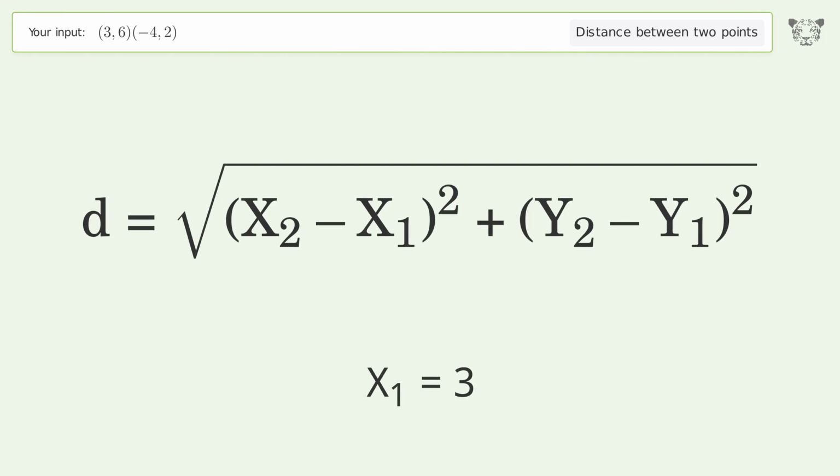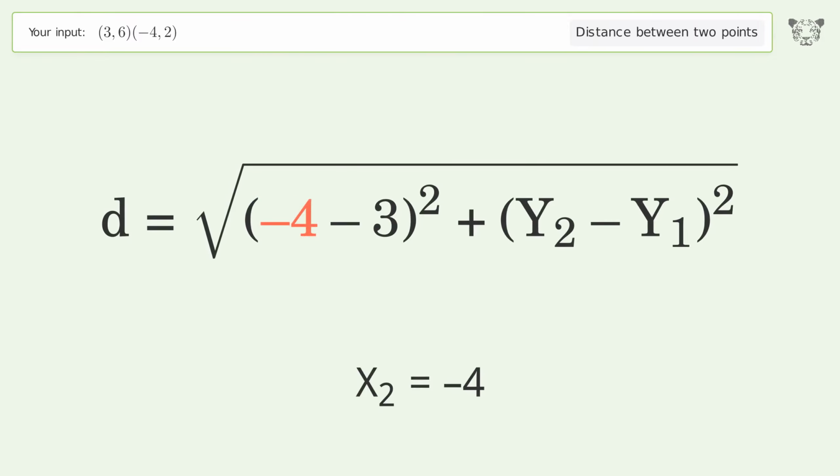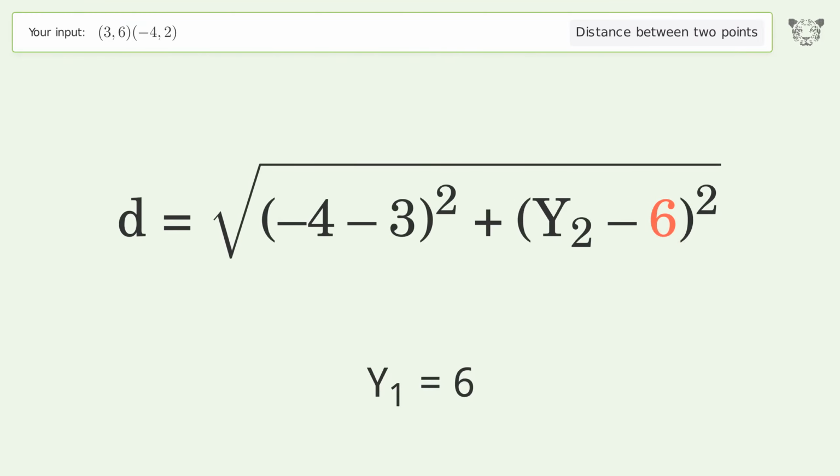x1 equals 3. x2 equals -4. y1 equals 6. y2 equals 2.